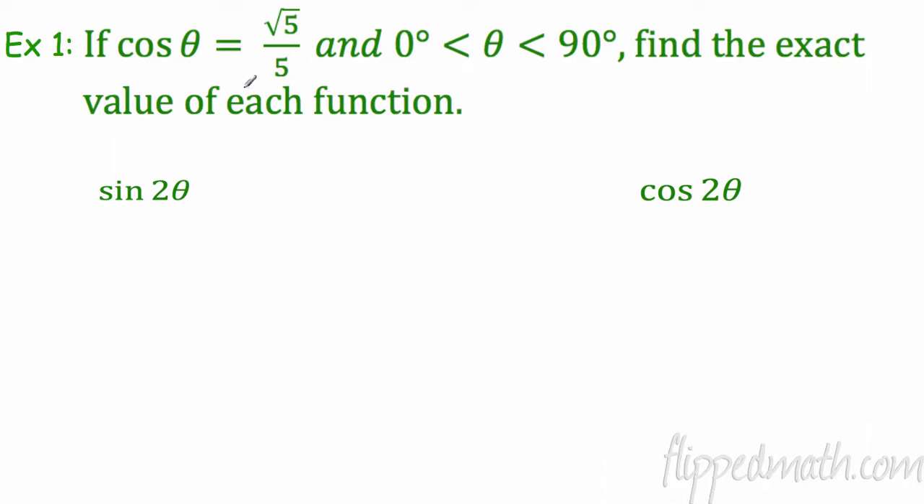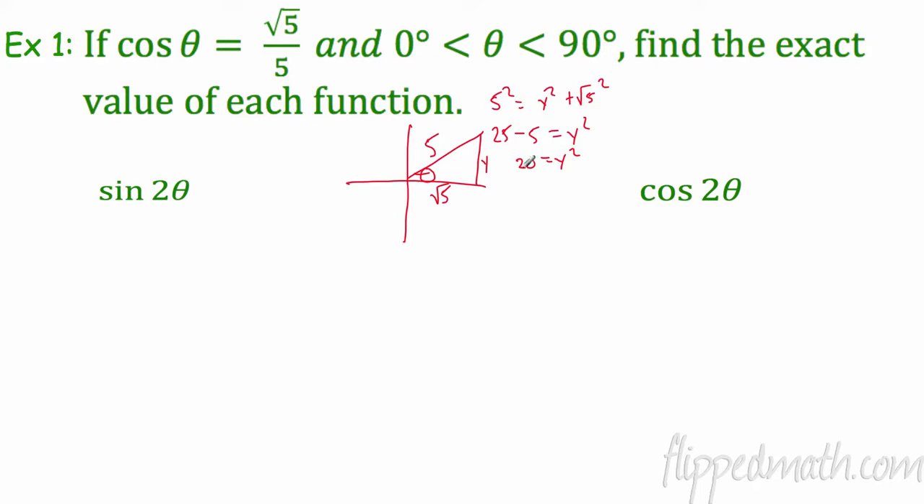So example number 1: if cosine of theta equals radical 5 over 5, and we're in the first quadrant, find the exact value of each function. So the first thing, let's draw this reference triangle. This is theta, and we know that cosine of theta is radical 5 over 5. It would certainly be nice if we had the sine value here, so let's find that. 5 squared equals y squared plus radical 5 squared. So that's 25 minus 5 equals y squared. 20 equals y squared. So the square root of 20 is the square root of 4 times 5, which is 2 radical 5.